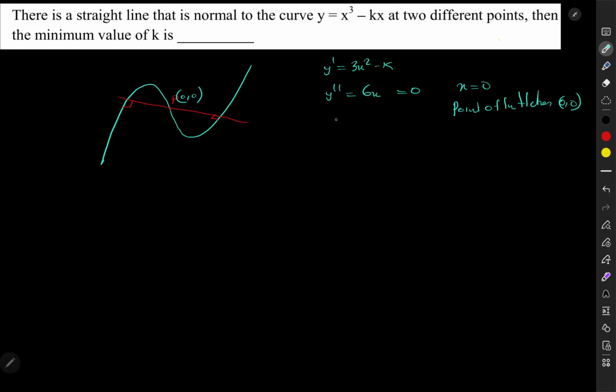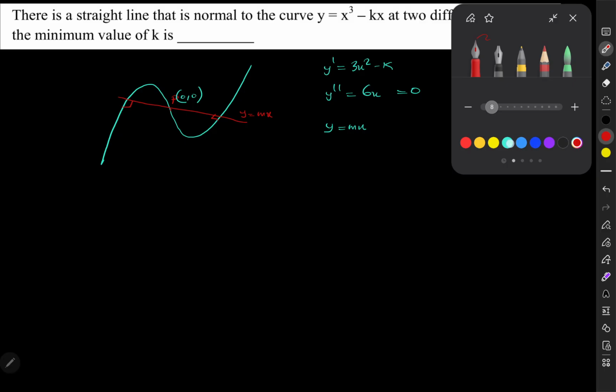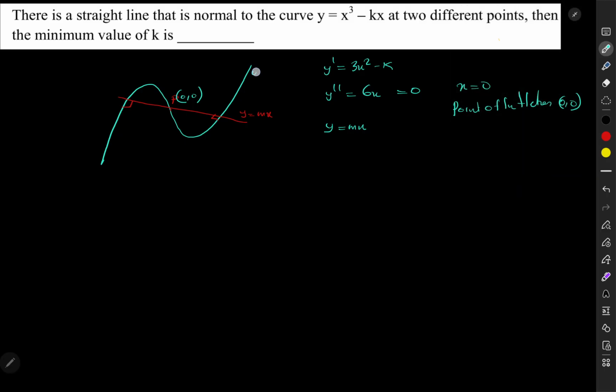Okay. Now, this line, I can take it as y equal to mx. This line is taken as y equal to mx. And what is this curve? This curve is y equal to x cube minus kx.